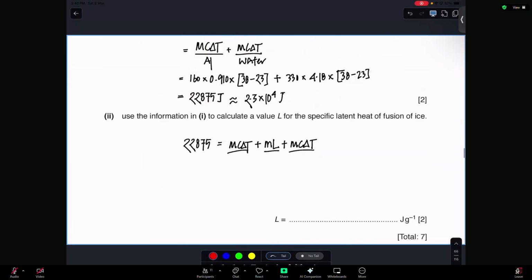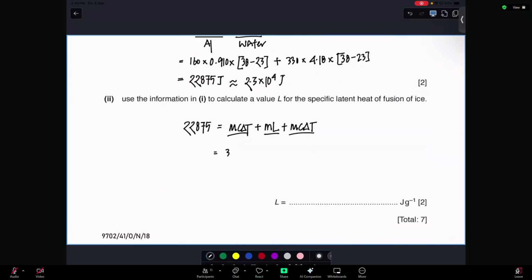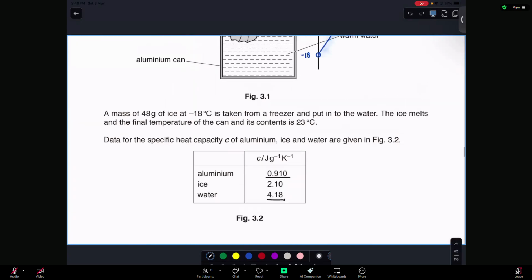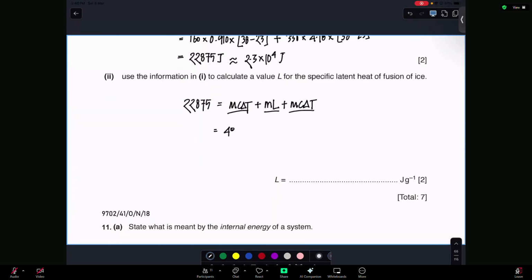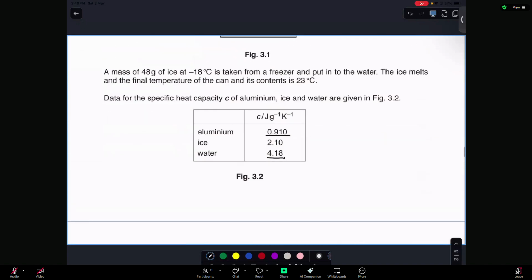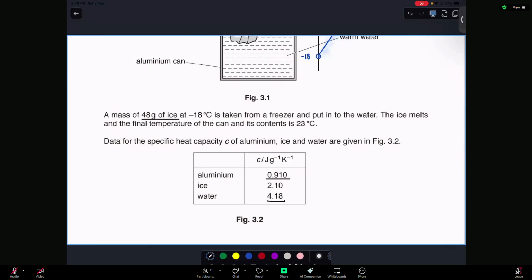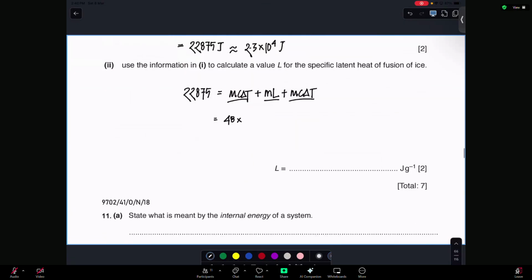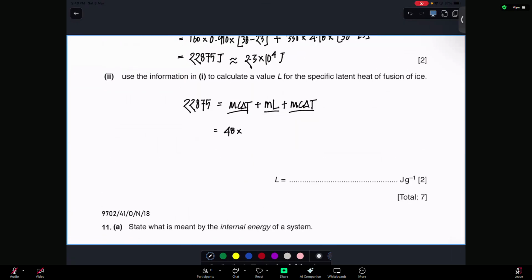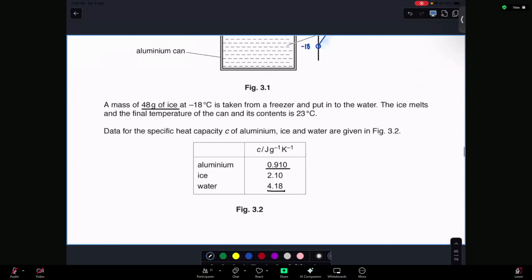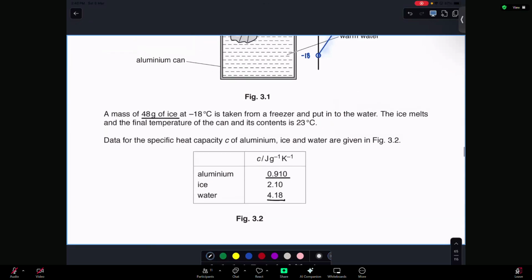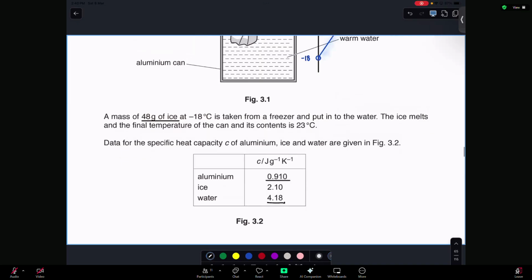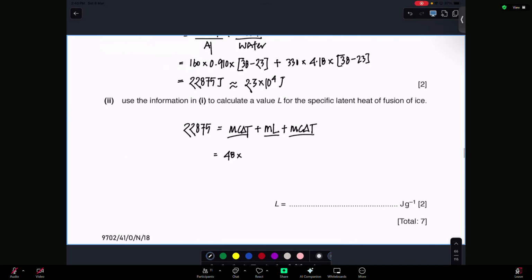easier, right? এখানে হচ্ছে mass is going to be 48 divided by 1000, specific capacity of ice, right? এখানে হচ্ছে 2.10. So do we know the specific capacity of ice হচ্ছে 2.1? Our water. Oh, sorry. So 2.1 into what's the change in temperature going to be here?